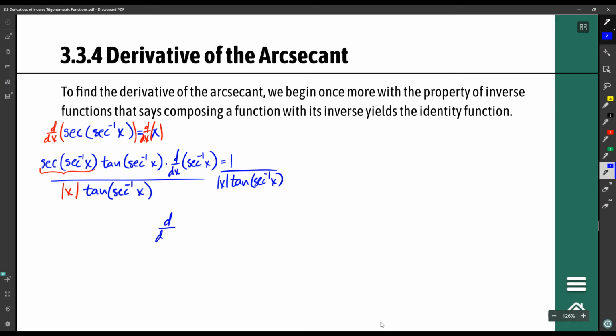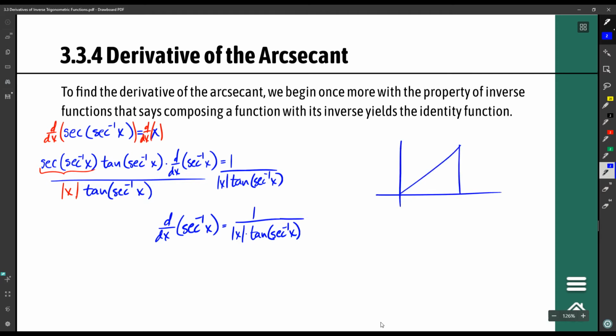We've got the derivative with respect to x of the inverse secant of x is equal to 1 over the absolute value of x times the tangent of the inverse secant of x. So once more, let's take a look at a first quadrant triangle with an angle that is referred to by inverse secant of x. And we're thinking about that once more as x over 1.